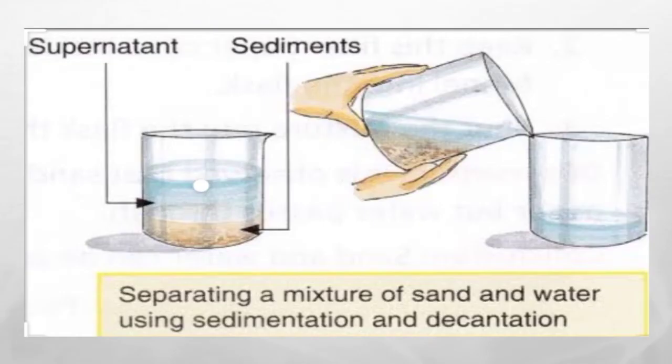Then the upper clear liquid, which can be water or milk, is poured into another container, means a glass or bowl, without disturbing the insoluble substance which has already settled down. This process is called decantation. Mud and water can be separated by sedimentation and decantation.